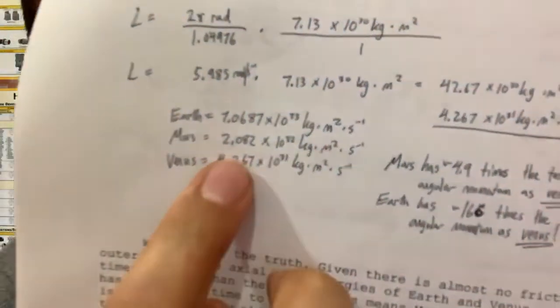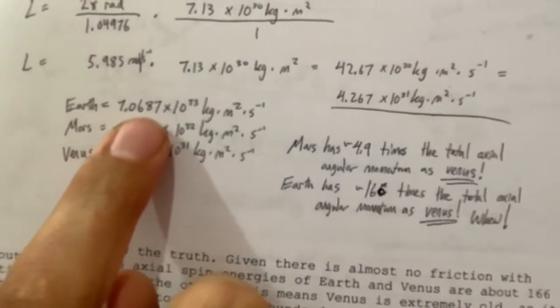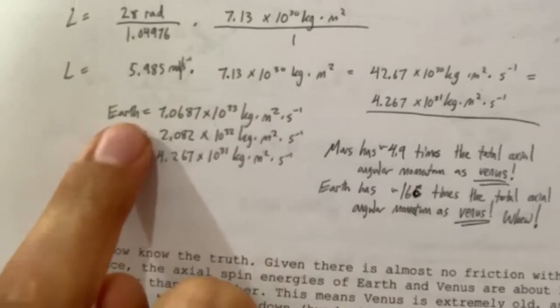Here's Earth, Mars, and Venus. These are their angular momentums. Earth is 7.06 times 10 to the 33 kilograms meter squared times seconds to the -1 exponent. That means seconds is on the bottom. That's per second. Mars is 2.082 times 10 to the 32. Venus is 4.267 times 10 to the 31.